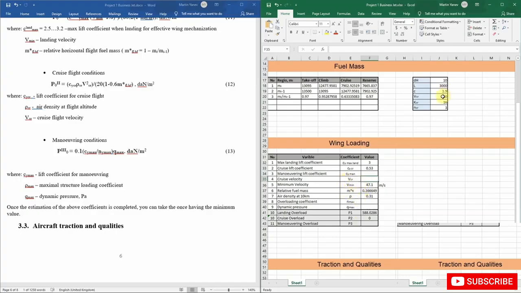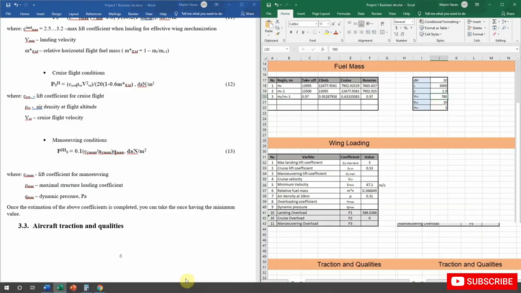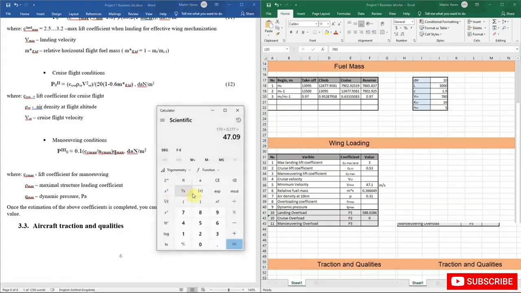So as you remember, our cruise velocity was 780, and this is what we're going to be using. So 780 multiplied by 0.277, and this will give us 216.06 meters per second. So let's write this 216. I will round it to 0.1 actually.